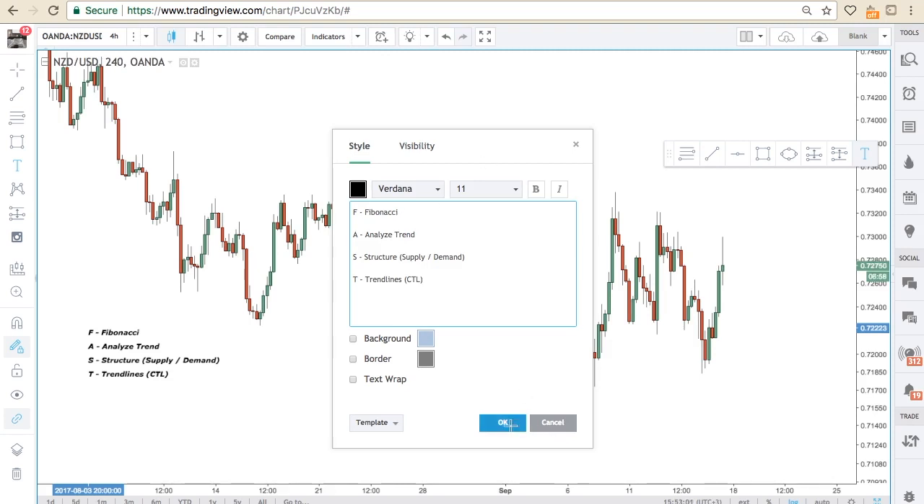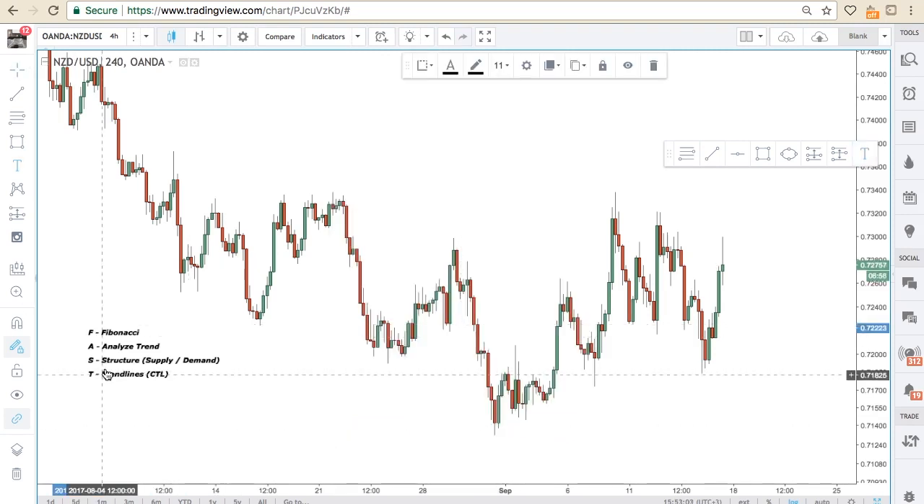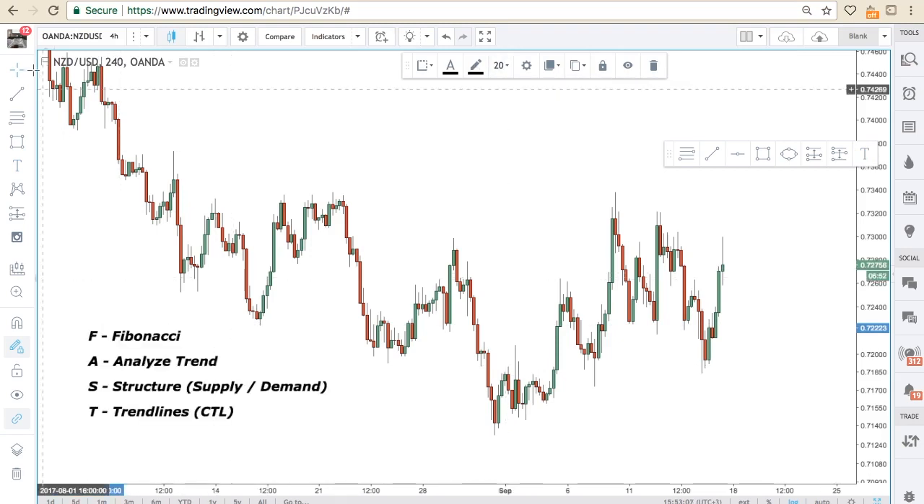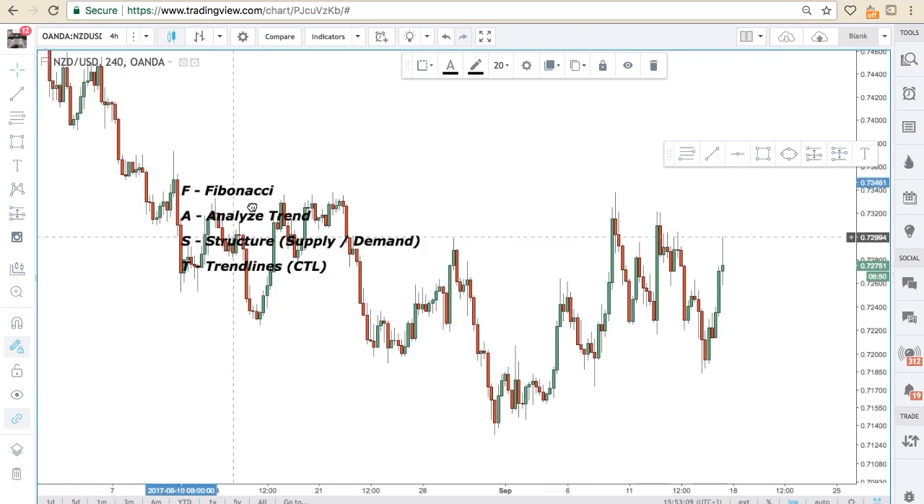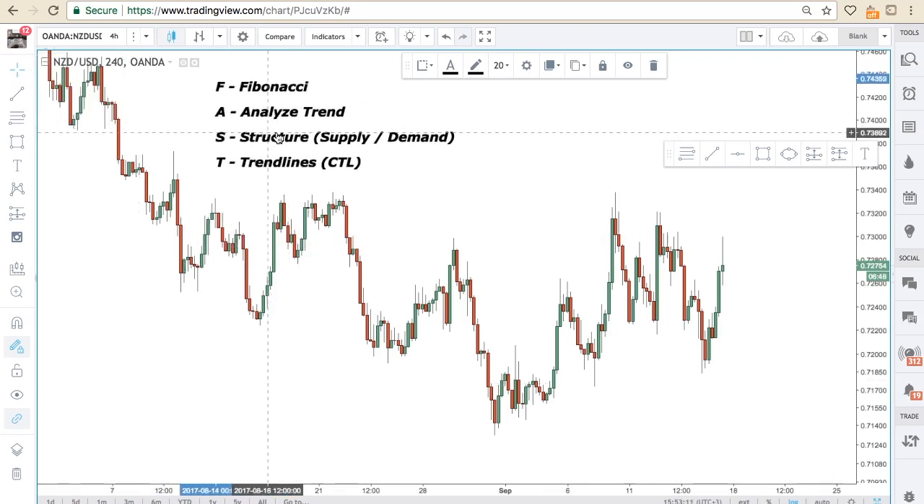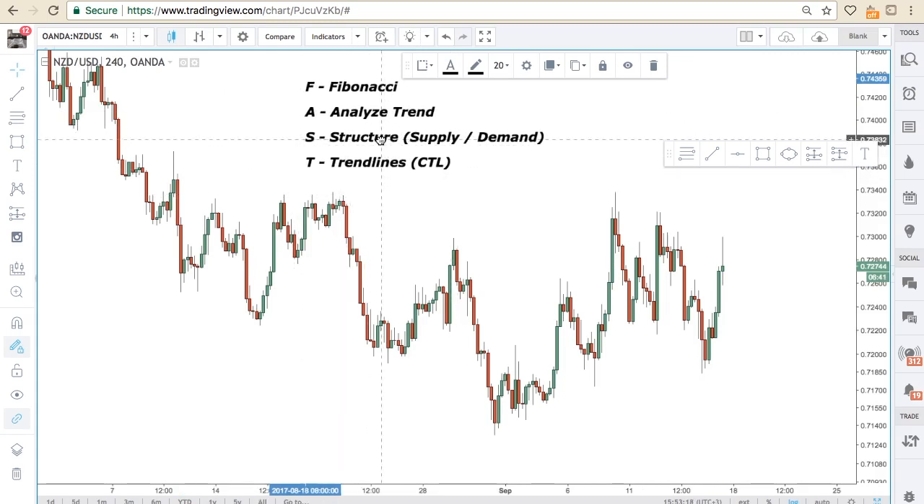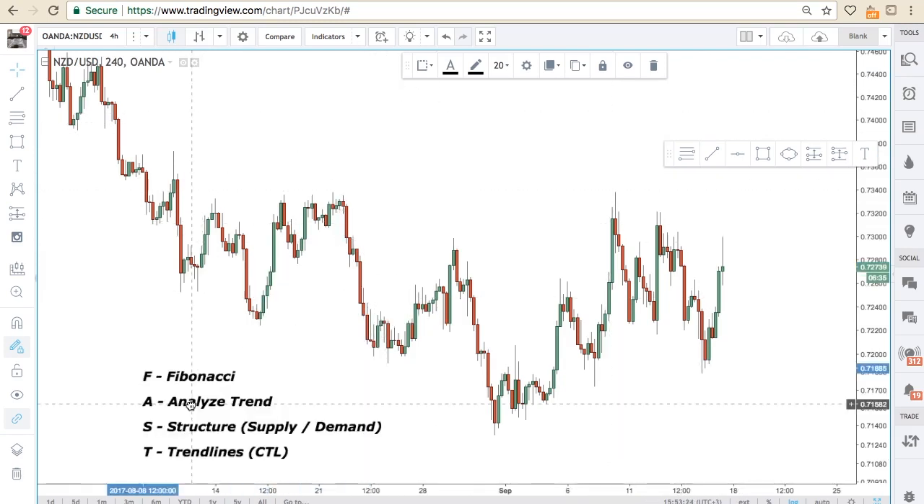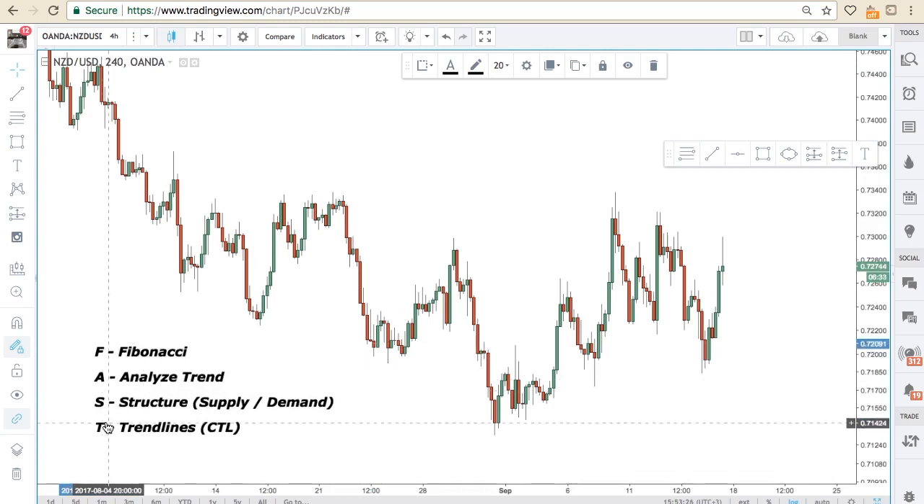Alright, so this is the fast method. Let me make this bigger for you guys. Alright, so this is the fast method, right? This is all I use pretty much to trade, right? Keep it simple. You don't need indicators. You don't need all that extra stuff. Keep it really simple, right? Now this is not in order. I just put it this way, F-A-S-T, because it spells out fast, easy to remember, right?